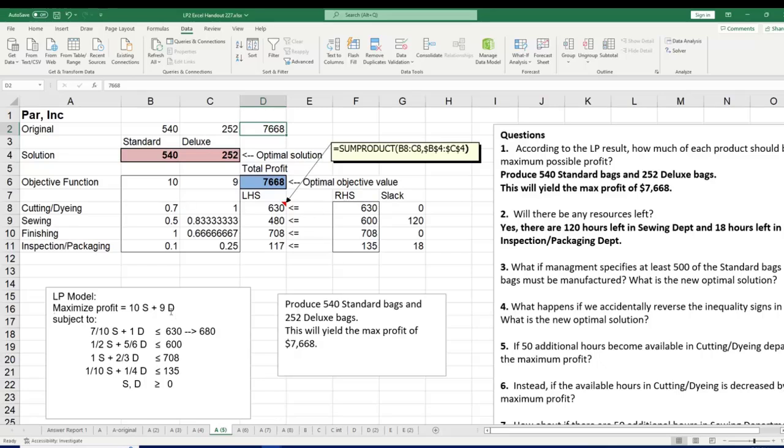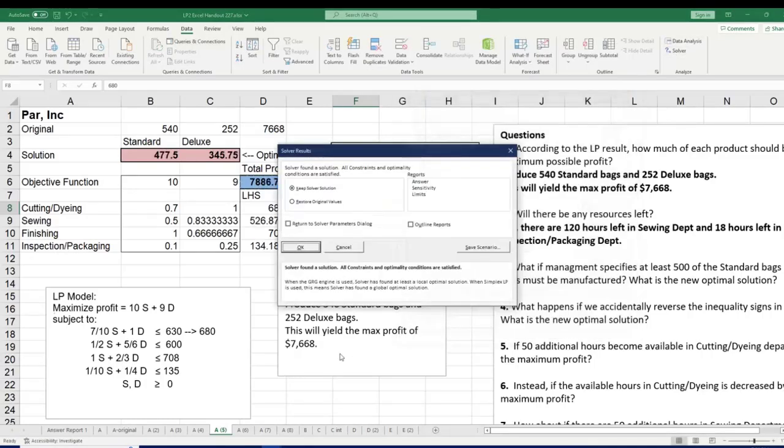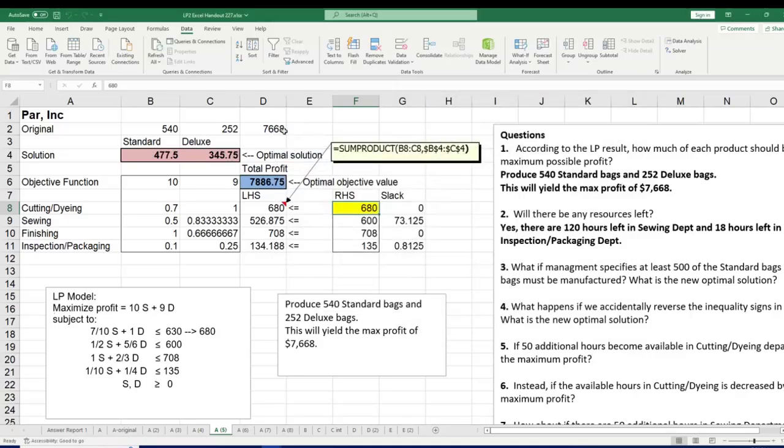Now, what I'll do is I just have to go over here and change it to 680, not 60, but 680. And I'm going to highlight this to remind me that this is what I changed. So I changed it from 630 to 680, and then I would just run solver and see what happens. So I'm going to say solve, and then what happened? Okay, now profit has gone up. Profit went from 7668 to 7886. So it is higher, and we could see that the numbers are different now.